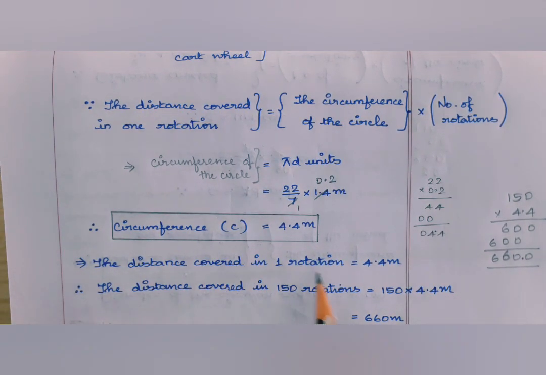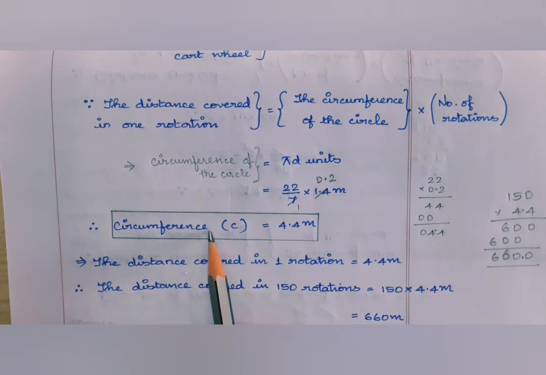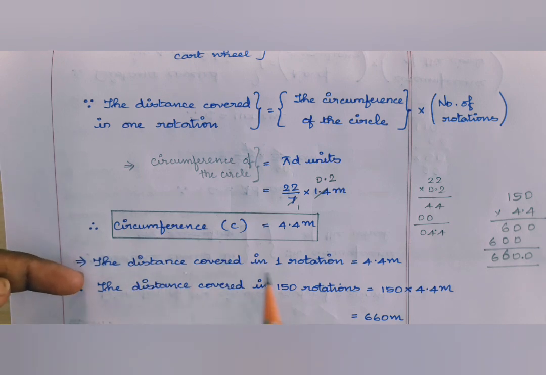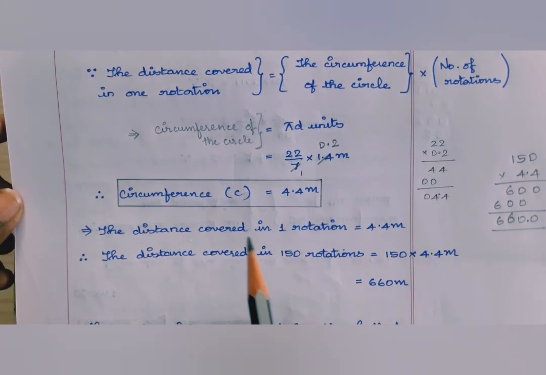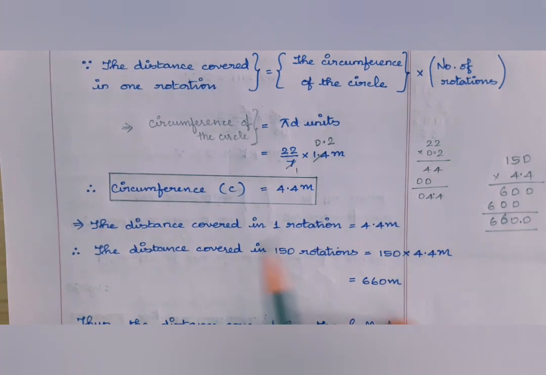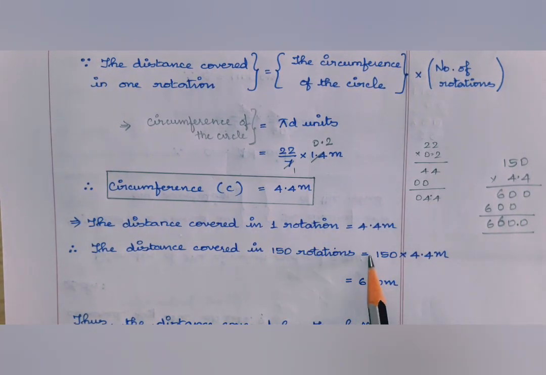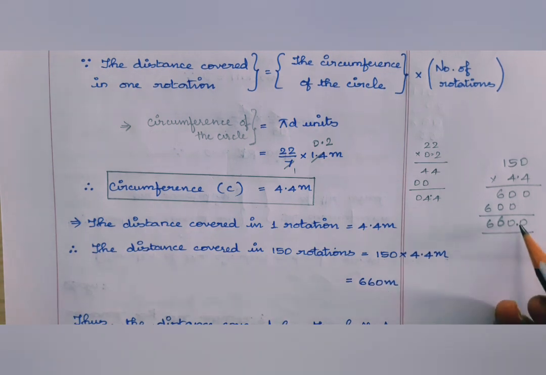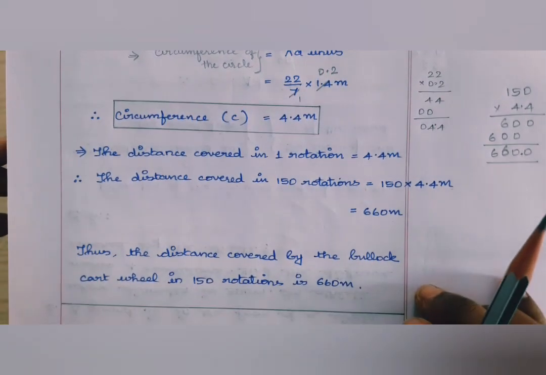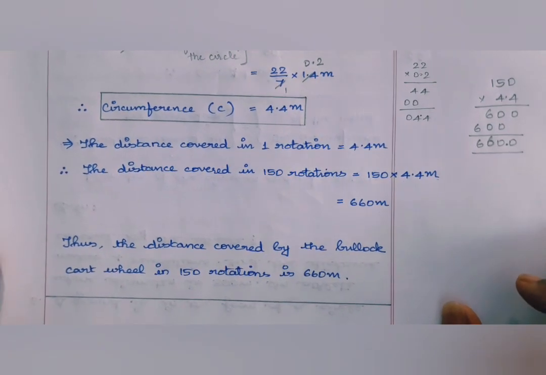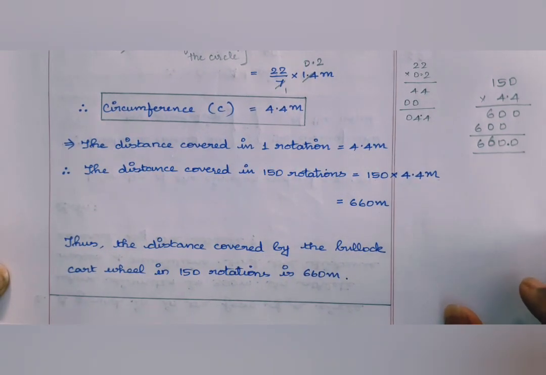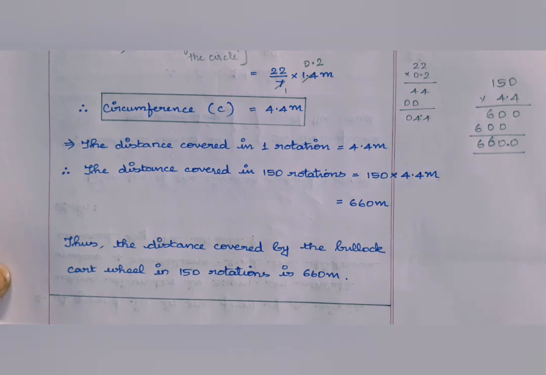Since the distance covered in one rotation is equal to the circumference of a circle, we found it as 4.4 meter. Therefore, the distance covered in 150 rotations is the number of rotations, 150, times the circumference of the circle, 4.4 meter. Therefore, the answer is 660 meter. Thus, the distance covered by the bullock cart wheel in 150 rotations is 660 meter.